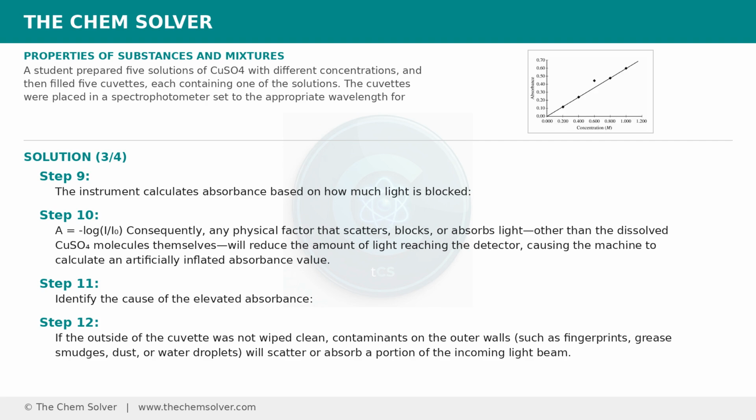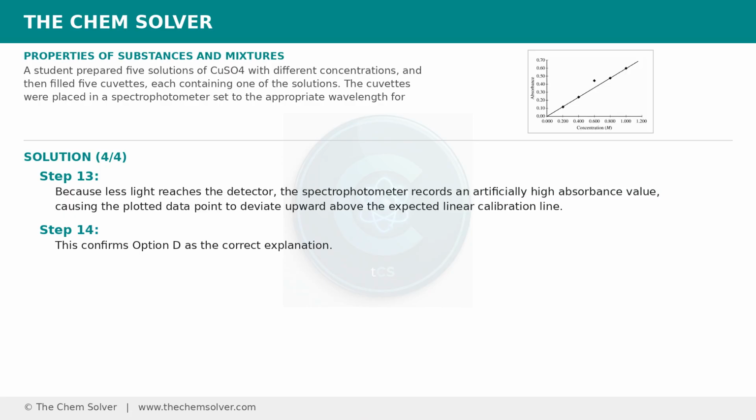Identify the cause of the elevated absorbance. If the outside of the cuvette was not wiped clean, contaminants on the outer walls, such as fingerprints, grease smudges, dust, or water droplets, will scatter or absorb a portion of the incoming light beam. Because less light reaches the detector, the spectrophotometer records an artificially high absorbance value, causing the plotted data point to deviate upward above the expected linear calibration line. This confirms option D as the correct explanation.